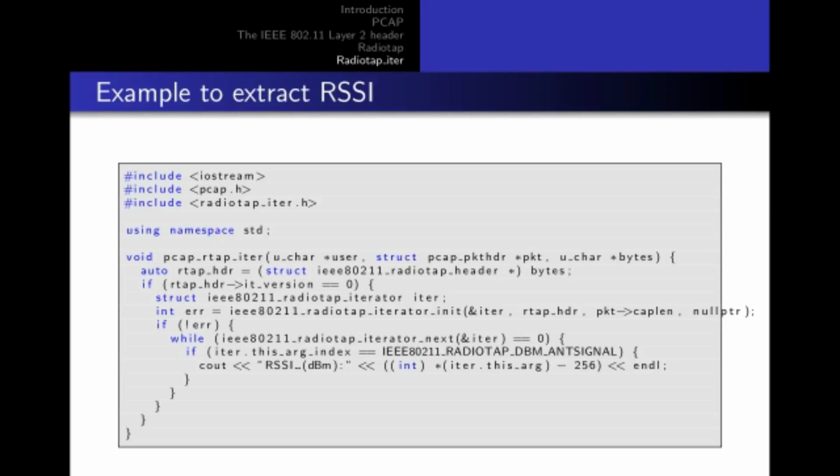So here is an example to extract RSSI. We have our bytes, we check the version, we initialize the iterator, and if it's okay, we go through all the items accessible with the iterator, and if it's the RSSI signal, we output it to the screen, simply as that.